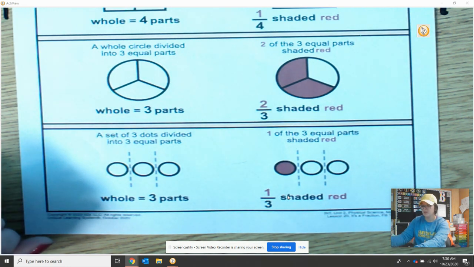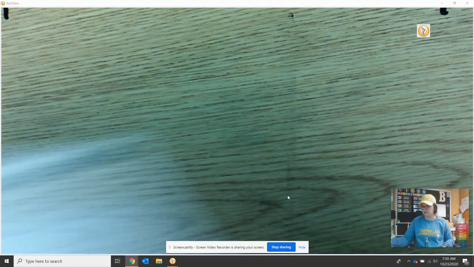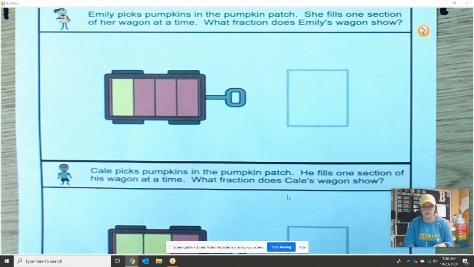Okay, let's take out our first worksheet. This should be the first page, I believe, of your work. And Emily is going to pick up pumpkins in the pumpkin patch. She fills one section of her wagon at a time. What fraction does Emily's wagon show?